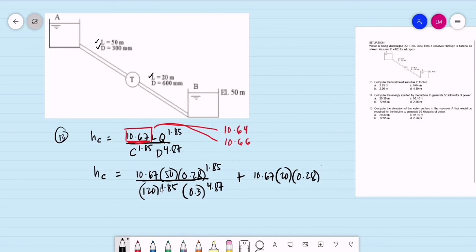Raised to 1.85. This is divided by 120 raised to 1.85. Pipe diameter is 0.6 raised to 4.87.